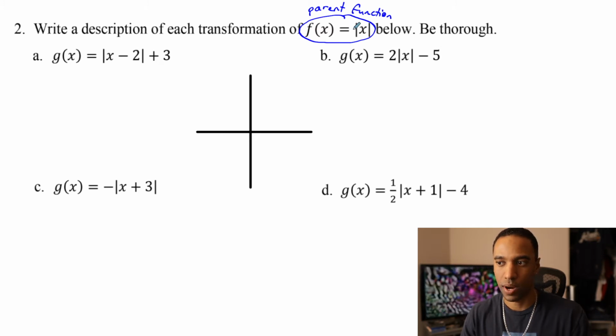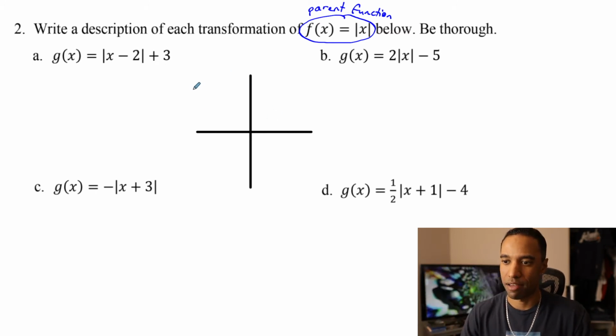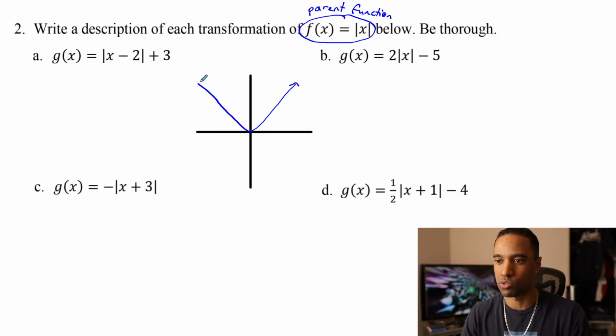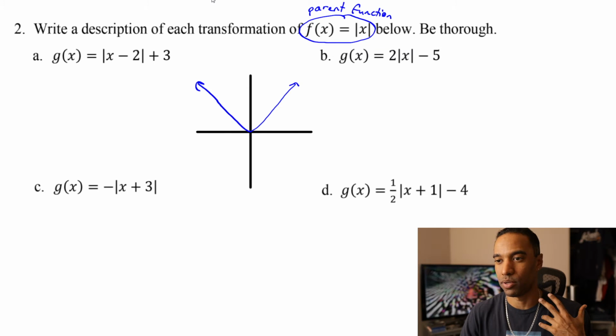There is no stretch other than just a slope of 1, and it's right side up. This graph just looks like this right here. It hits the origin and V's up. It goes as much up as it goes over, up 1 over 1 like that. That's our parent function.